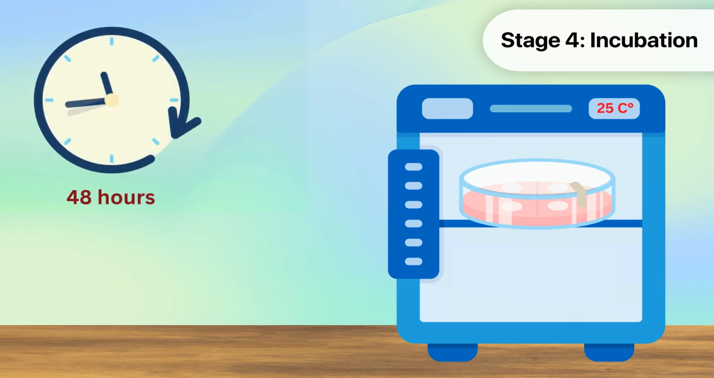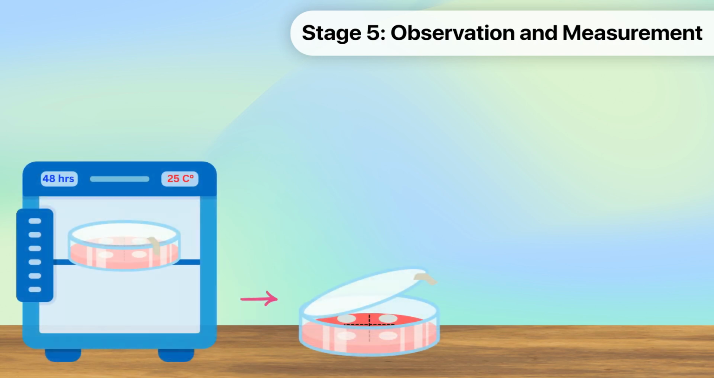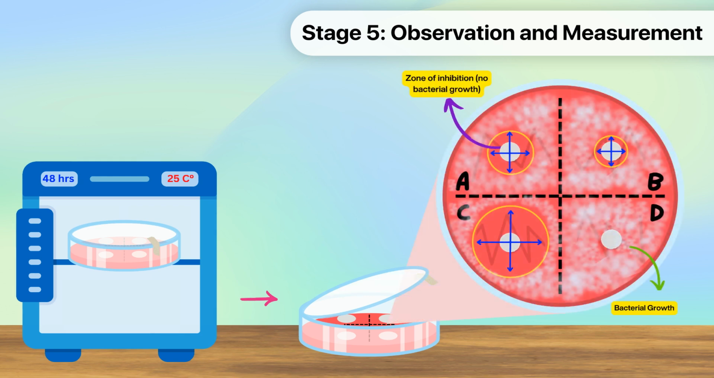Leave the dishes in the incubator for 48 hours to allow bacteria to grow and for the antibiotics or disinfectants to take effect. Now for our fifth and final stage, after the incubation period, carefully remove the Petri dishes from the incubators. You should be able to see clear zones around each paper disc. This is where the antibiotics on the soaked discs have prevented the growth of bacteria.